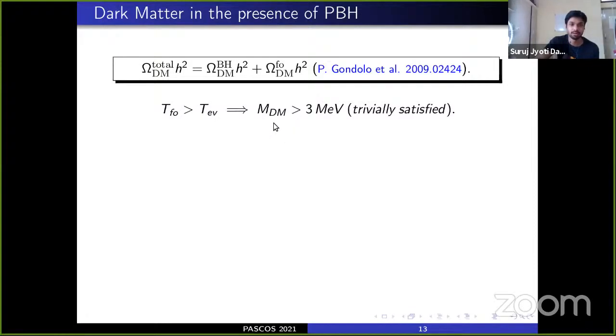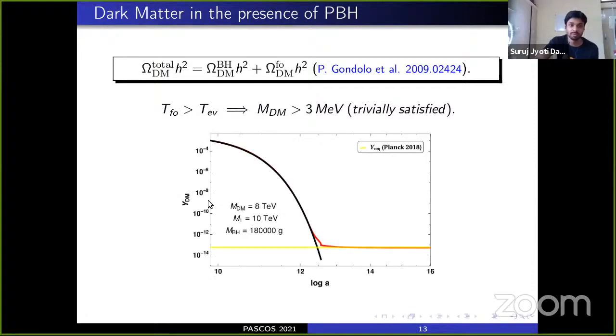we get a lower bound on the dark matter mass, which in this case is very trivially satisfied, because since we have a doublet dark matter, the constraints from the direct search are quite higher than this value. And here we have shown the evolution of the co-moving number density of dark matter. So here we can easily see the dilution because of this PBH evaporation.